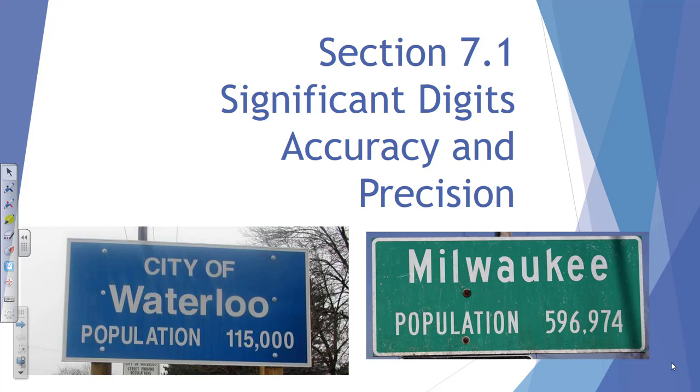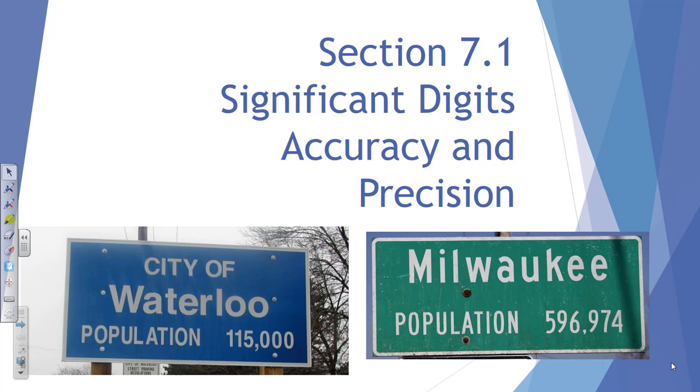In this section we're going to introduce the concept of a significant digit and discuss what that has to do with the accuracy and precision of a number. Here's an example. I've got two town population signs and they express the same basic stuff, but the city of Waterloo, the one on the left, population is 115,000.